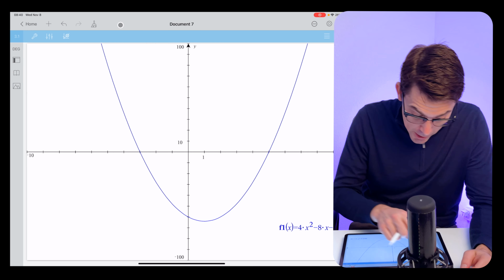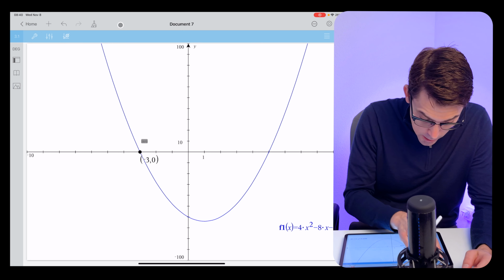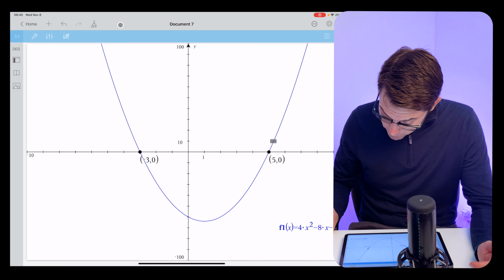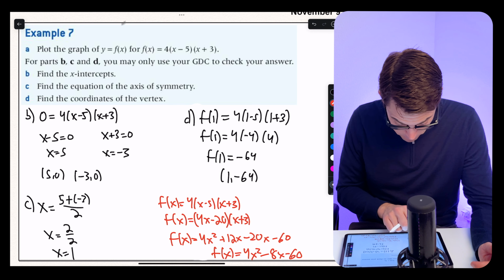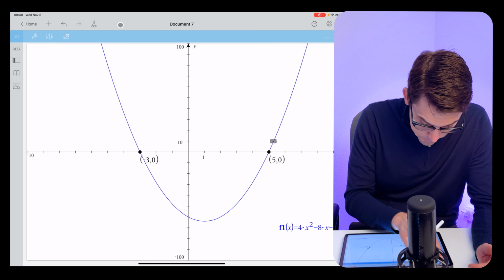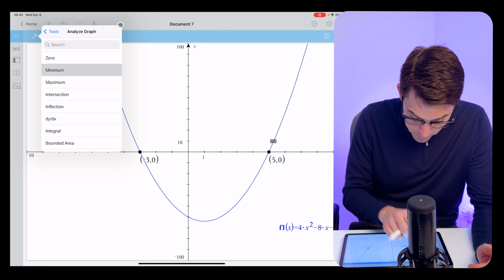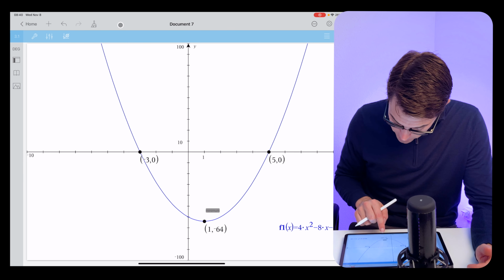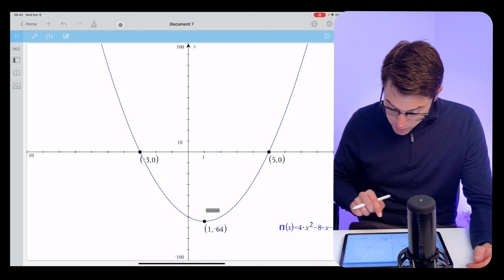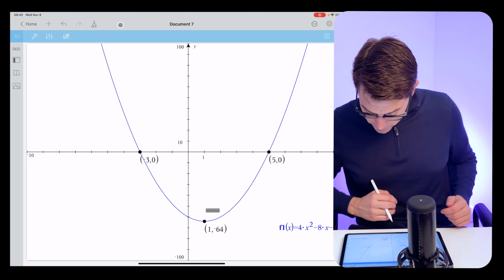So now let's double check. Let us check for our zeros. Let me analyze this graph for the zero. Let me analyze this graph for the other zero. So negative 3 and 5, is that what I got? Negative 3 and 5, yes it is. All right, and then let's find my vertex. Let me go ahead and analyze the graph for the minimum point, which is there and there. 1, negative 64. That works for me. That is exactly what I got for the vertex. That is going to be the x-coordinate for the vertex, my axis of symmetry.